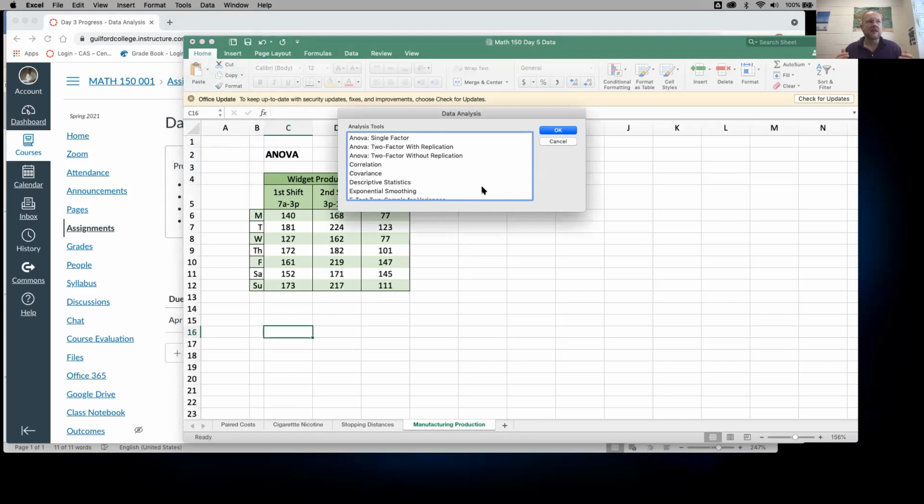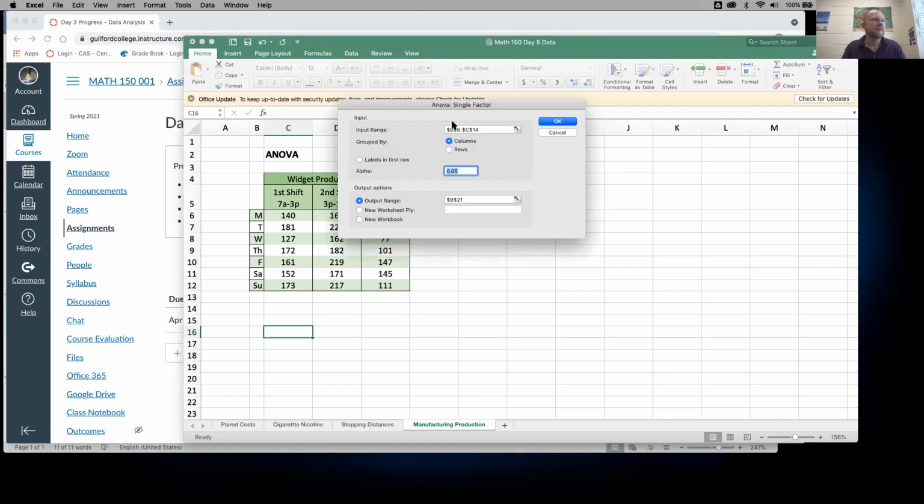So the 2-factor with and without replication would be about looking at a chart where you have 2 different variables on it. The particular variables we've got are just different shifts producing the widgets that they're selling. If you wanted to do 2-factor, then you would be asking, does the day of the week, which is the stuff listed along the side, matter as well as the particular shift that you're on? We're just going to do the single factor.